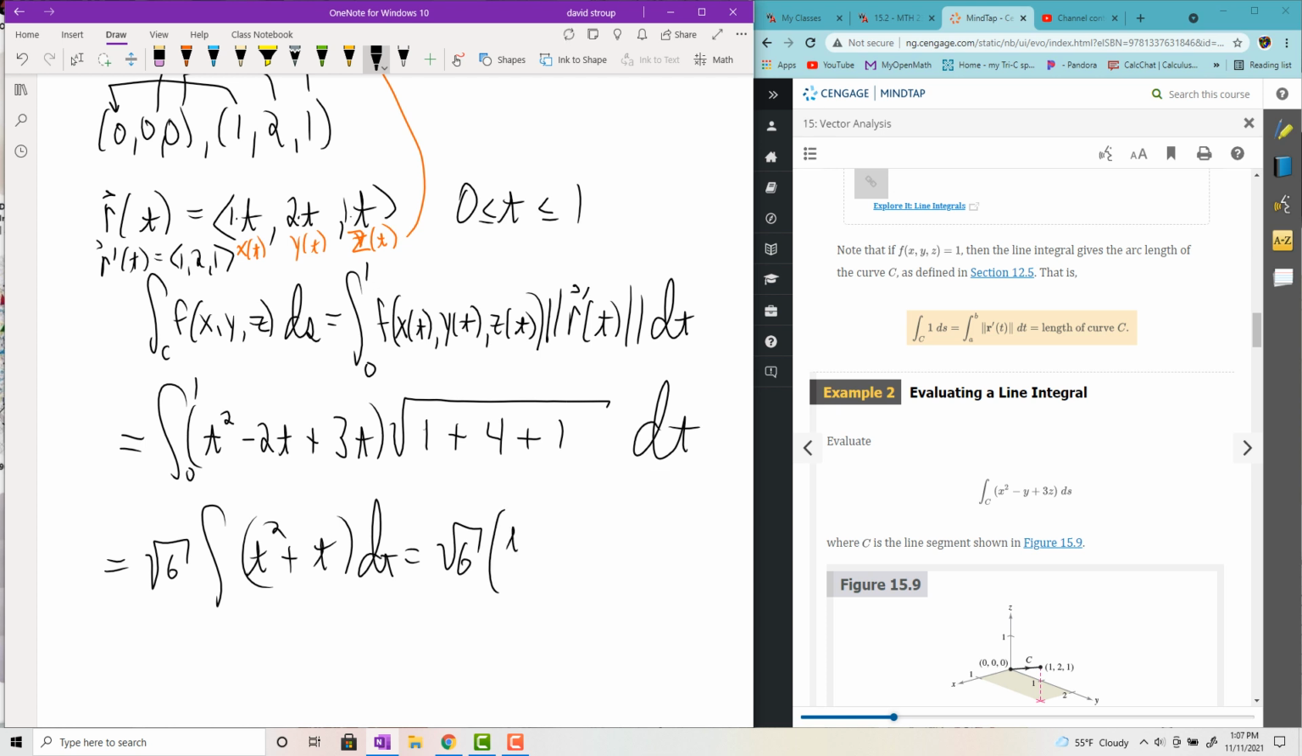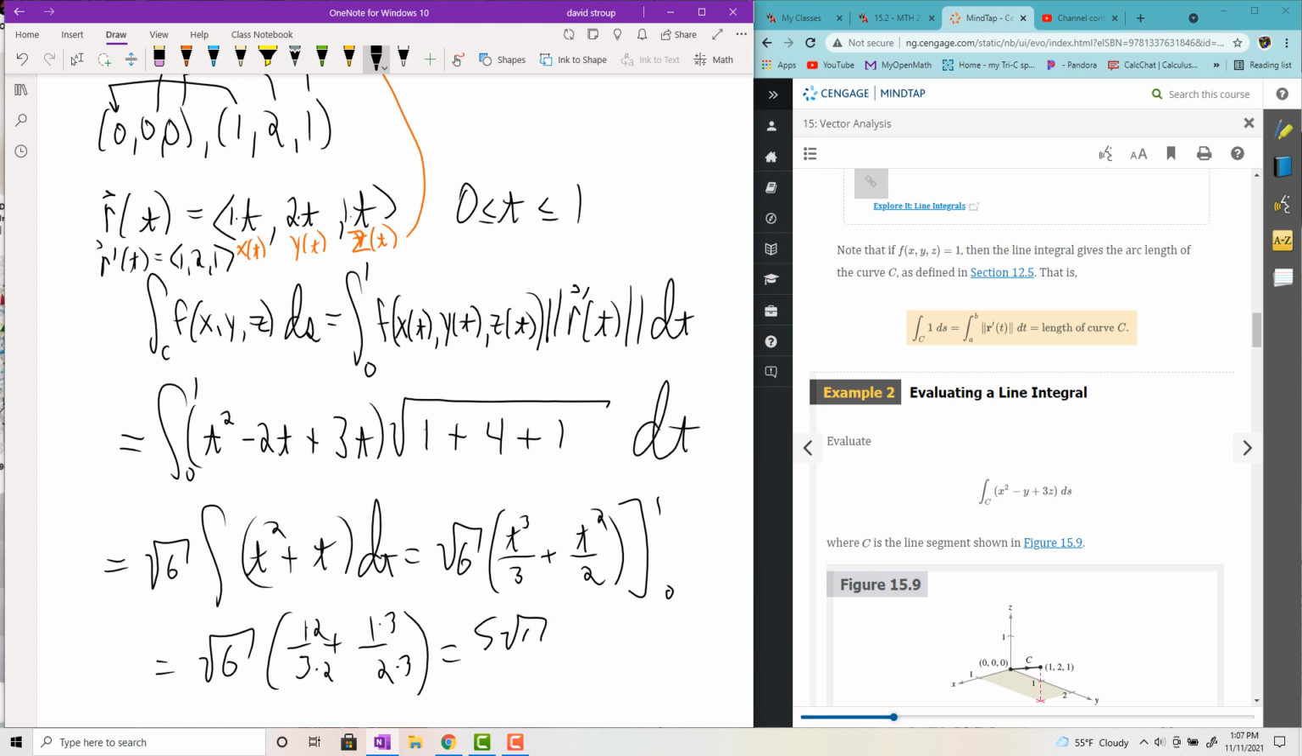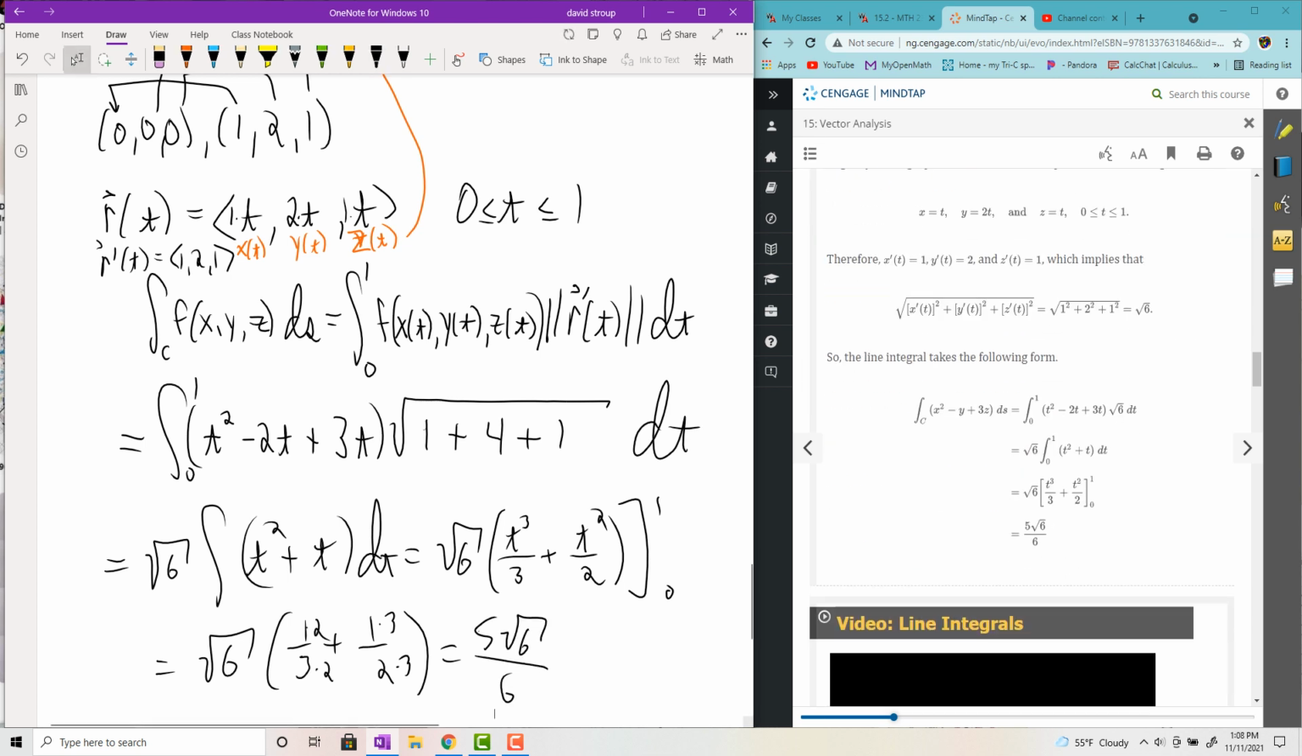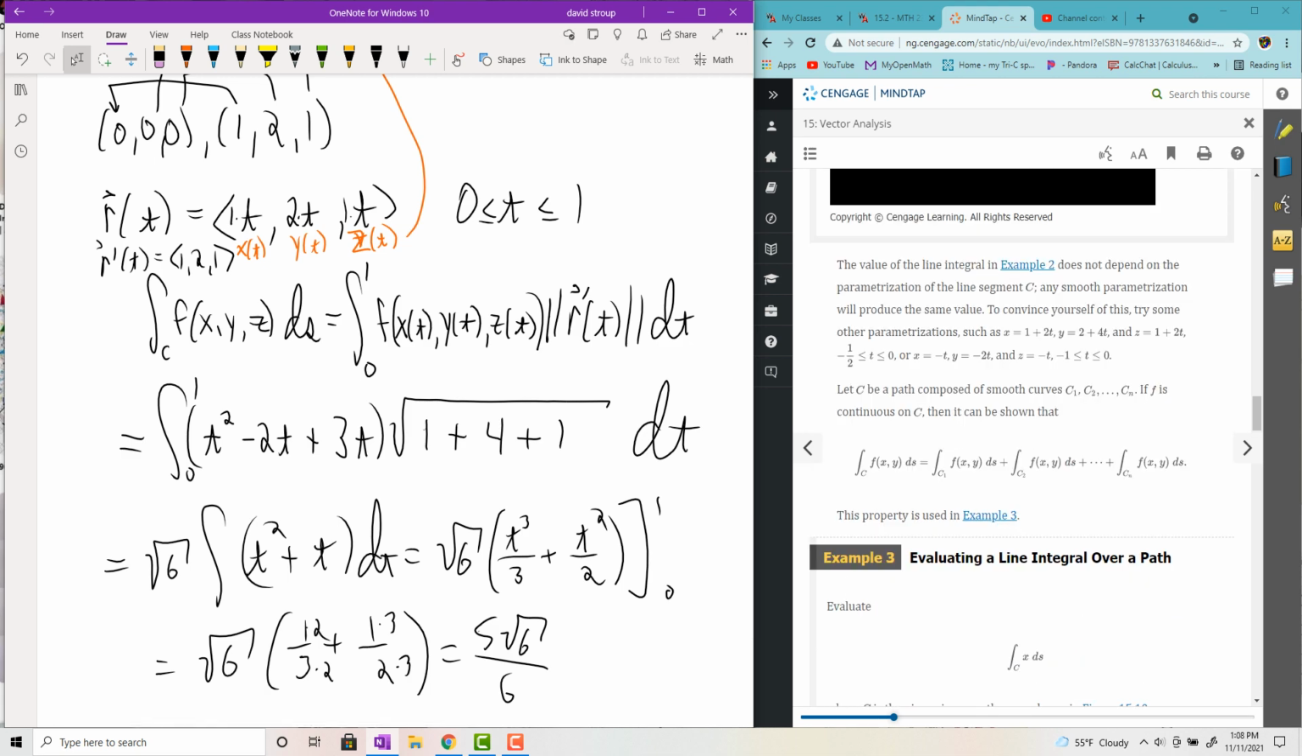So you have t cubed over 3 plus t squared over 2 from 0 to 1. So it'd be square root of 6 times 1/3 plus 1/2. Multiply top and bottom by 2 here, top and bottom by 3 here. So you get 5 root 6 all over 6. Okay, great.